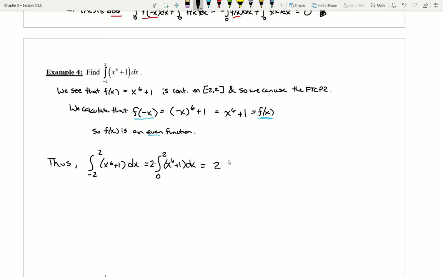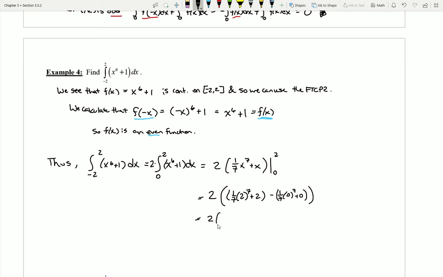Okay, great. So let's try to evaluate this integral here. I'm going to have this 2 left in the front, but I'm going to have to think about my antiderivative. Should be again 1/7 x to the 7 plus x, and I evaluate from 0 to 2. All right, so this is going to be 2 times 1/7 times 2 to the 7th power plus 2 minus 1/7 times 0 to the 7th power plus 0. So this is what I have.